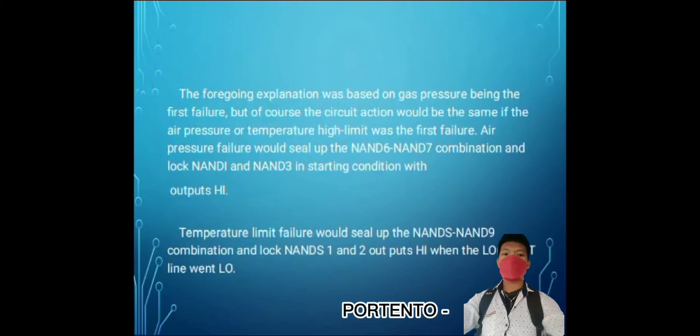Magpapatuloy na kumikinang ang lampara na nagpapahiwatig ng mataas na presyon ng gas dahil sa selyo ng mga kombinasyon ng 94 and 95. Ang paglimitasyon sa temperatura ay magsasell up sa kombinasyon ng 99 at maglo-lock ang 91 and 2 out na maglalagay ng high kapag ang lockout line ay napunta sa low.